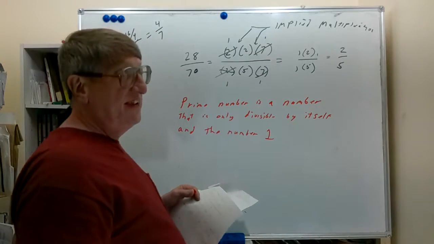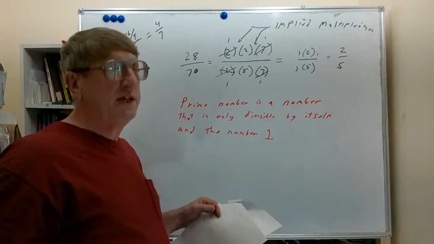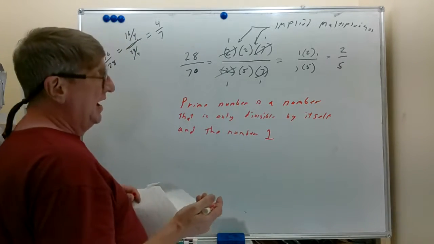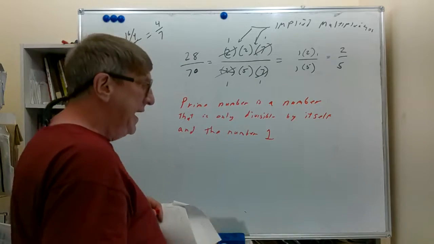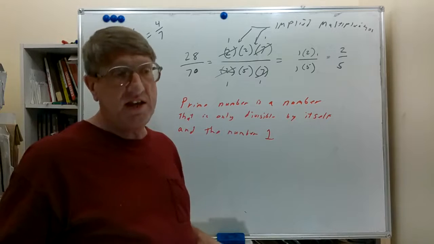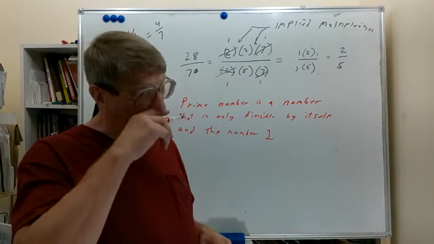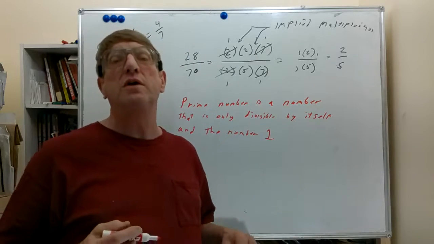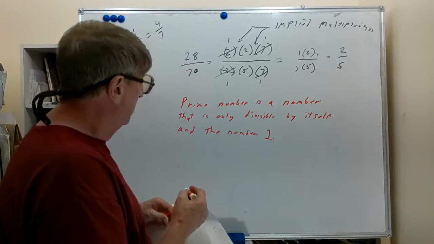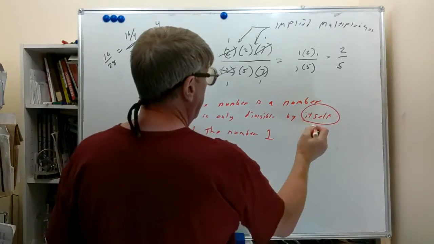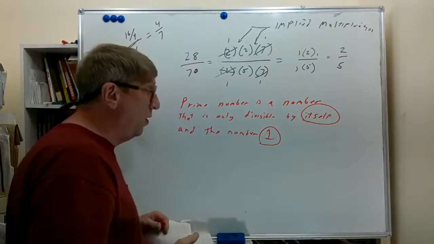1 goes into 17 times. 1 goes into 1,000,003 times. 1 goes into 6 times. Every number is divisible by 1, and every number is divisible by itself. 17 divided by 17, 17 goes into 17 one time. 6,430,000 goes into 6,430,000 one time. So every number is divisible by itself, and every number is divisible by 1.